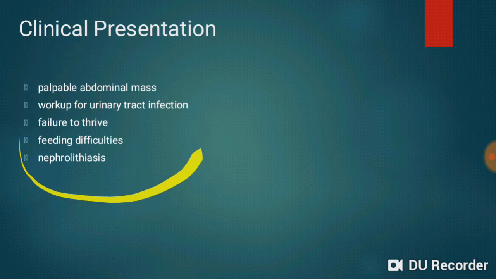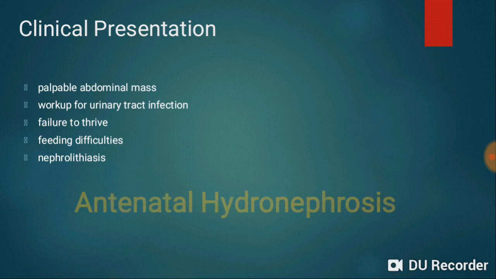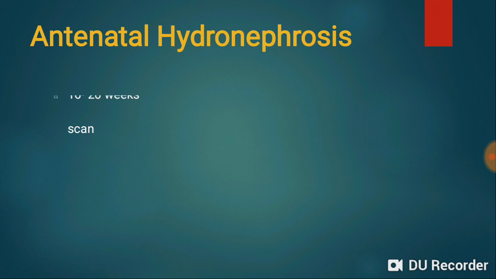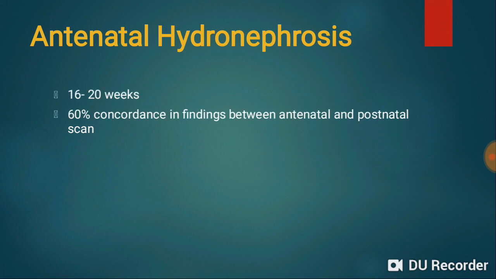But these clinical presentations were more common around 15 to 20 years ago, when the antenatal scan was not very popular. Nowadays, antenatal scans are more common, and the most common presentation of pelviureteric junction obstruction is antenatal hydronephrosis. So we should understand how to approach or assess antenatal hydronephrosis.